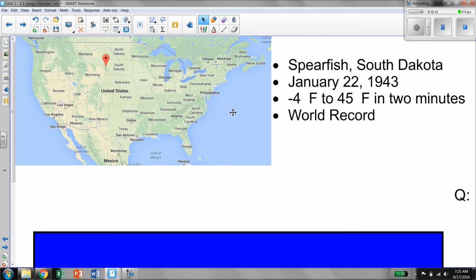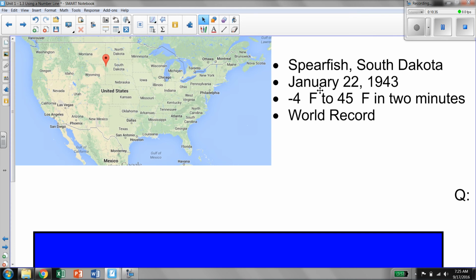There's this town in South Dakota that I never heard of, so I had to go on Google Maps and look it up. And here it is. It's over here. We're here in New York, pretty much the southern tip of New York, and Spearfish, South Dakota, is over here. A little more north, a little colder.